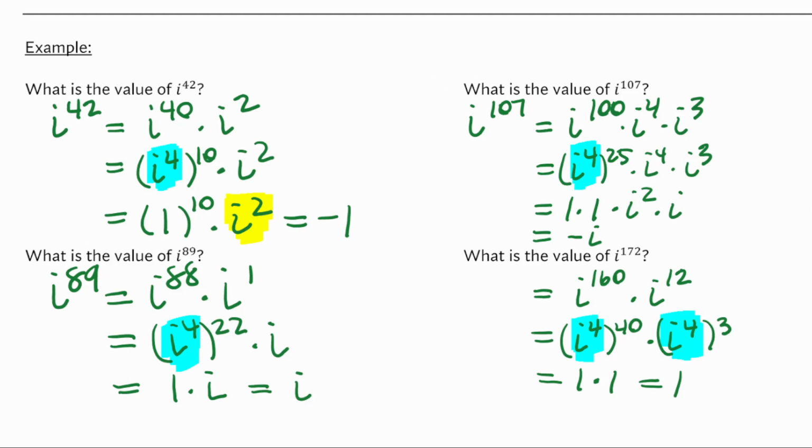And same with i to the 172. I think that's why I chose that, was that I was saying, okay, well, I think we all probably know that 160 is a number that's divisible by 4. Okay, and then we think about how much we have left. There'll be 12 more powers of i. Both of those numbers are pretty clearly divisible by 4. So I've got some power of 1 multiplied by some other power of 1. And that's going to be 1.